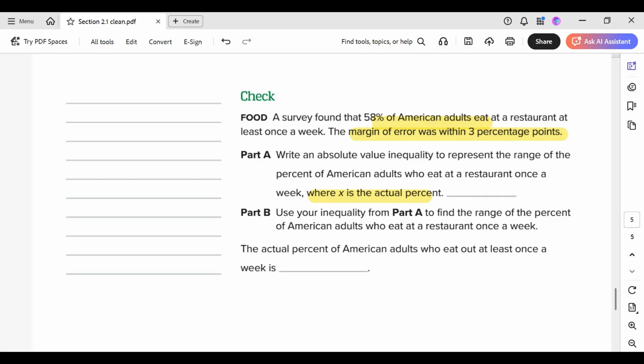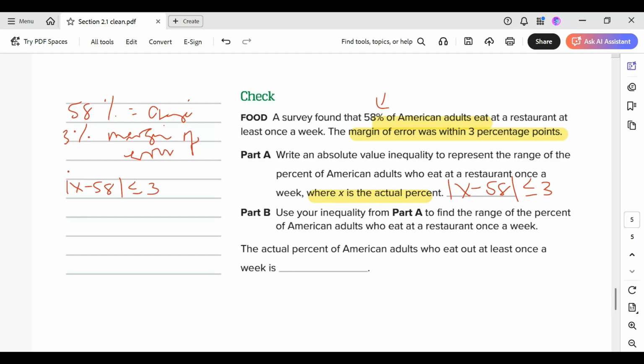So again, we have to write our absolute value, and remember, 58% happens to be our center, and then 3% is the margin of error. So we're going to write absolute value of x minus 58 less than or equal to 3, because 3% is the change. Less than or equal to, because remember, it says it is a margin of error. It says use the inequality from part A to find the range of percent of Americans who eat at a restaurant. So we're taking our problem, absolute value of x minus 58 less than or equal to 3, and we're going to have our two inequalities.